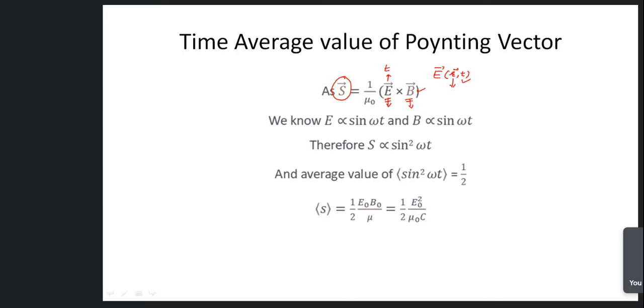The maximum value of E is called the amplitude, that is E naught, and the maximum value of B when the electromagnetic wave propagates is B naught. E varies from 0, then goes to E naught, then again 0. This is how E oscillates with time. Similarly, B oscillates with time. Their values are not always E naught and B naught at all times; they vary from 0 to maximum.